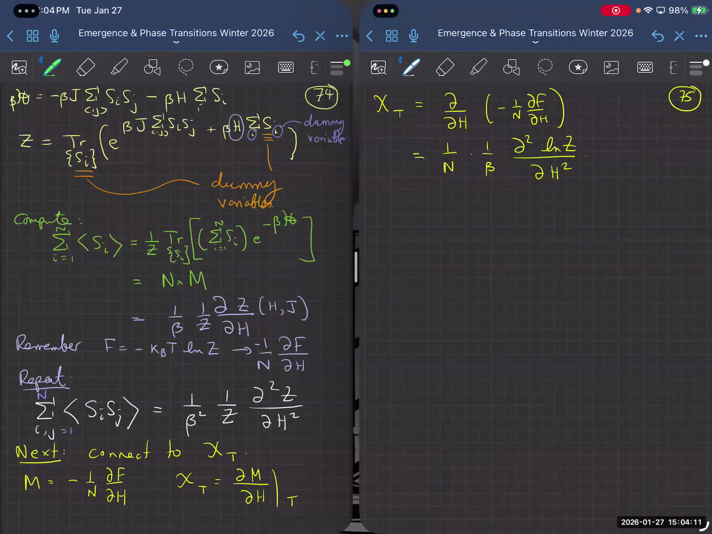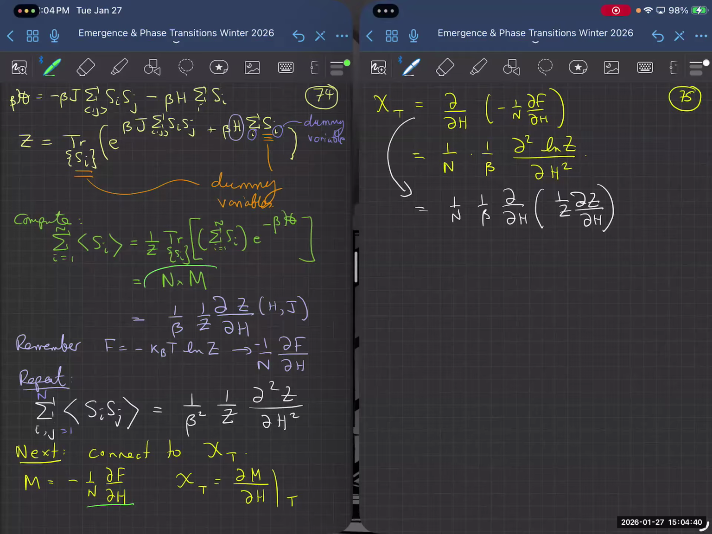So just skip down from here, if you will. So this is 1/N, 1/beta, d/dH of 1/Z dZ/dH. So that's what m is over here, because m, looking on the left-hand side, is equal to this thing. So that's a way to write down what chi is. And now let's do this differentiation.